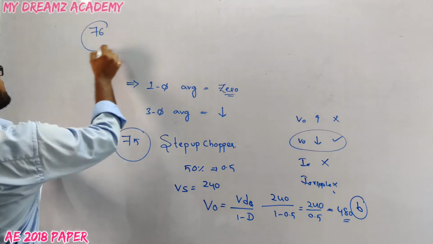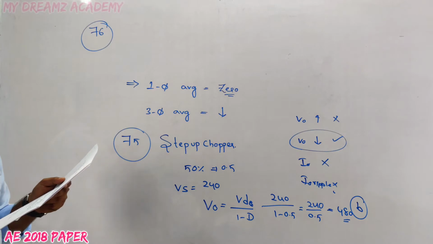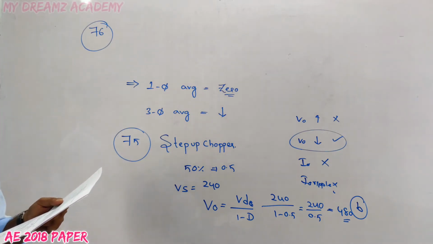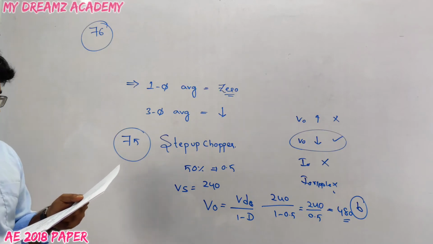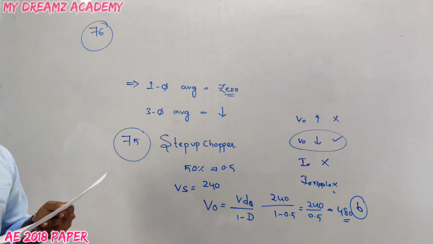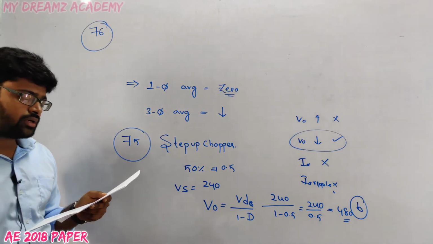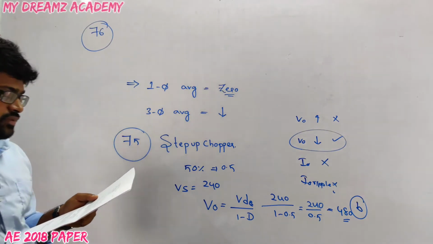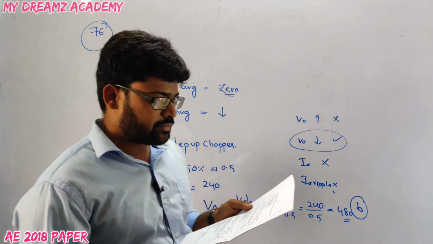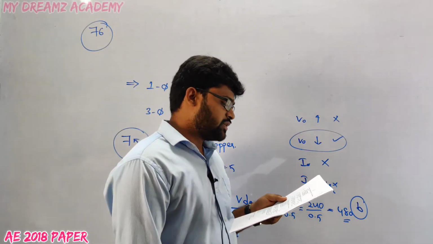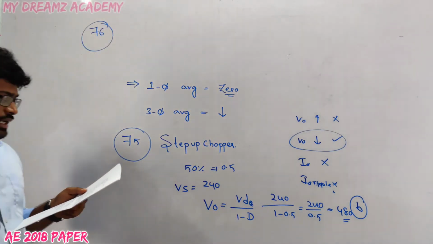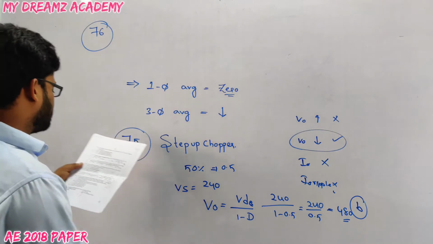Question number 76. This question is also from power electronics only. A single phase 210 volt, 50 Hz cycloconverter fed 10 ohm resistive load has an output frequency of 16.67 Hz. The output power at a firing angle of 0 degree. Okay, so we need to calculate power. So how are we able to calculate it?